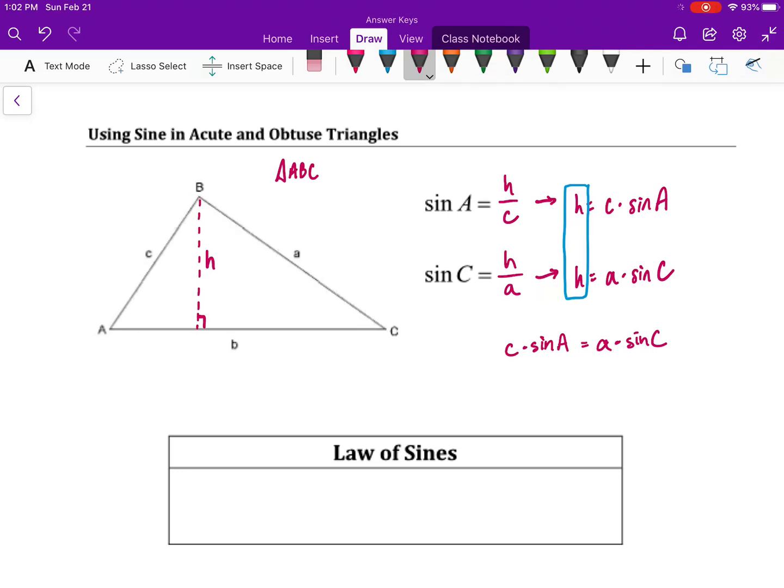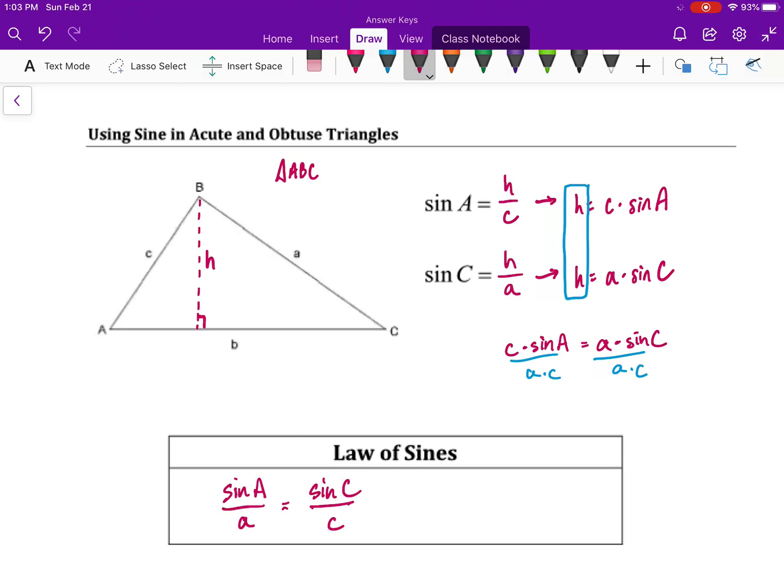This is not typically the form that the rule is written in, so let's manipulate it slightly to get it into the correct form. Typically, we would divide both sides of this equation by a and by c. If you look up the law of sines, you're going to see it in the form sine of A over side length a, again that's the side length across from angle A, is going to be equal to sine of C divided by the side length that's across from angle C.